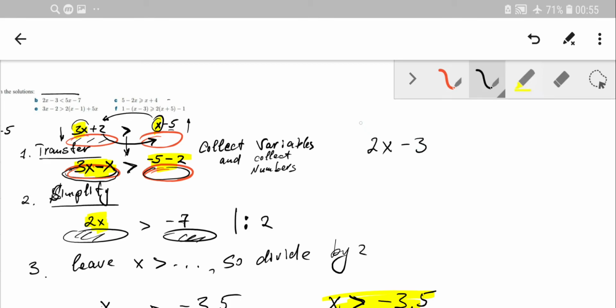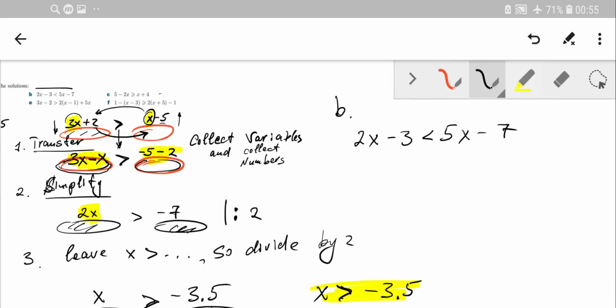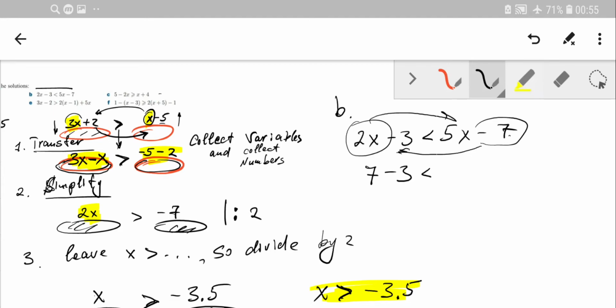2x minus 3, we consider b right now, less than 5x minus 7. All right, so what to do now? It is simply want to transfer. The first step is transfer. So you keep the inequality sign as it is, and you take 2x and transfer to the right, while taking -7 transfer to the left. What exactly you'll get? You'll get 7 minus 3, because swap the sign, and 5x with swapping sign minus 2x.